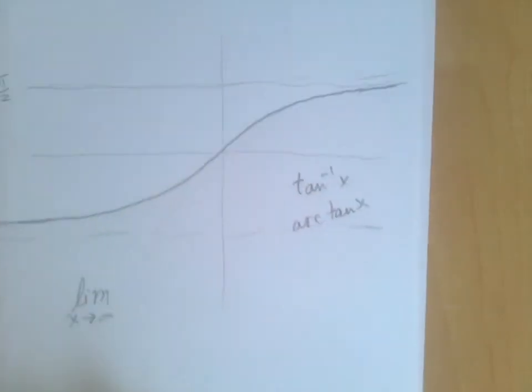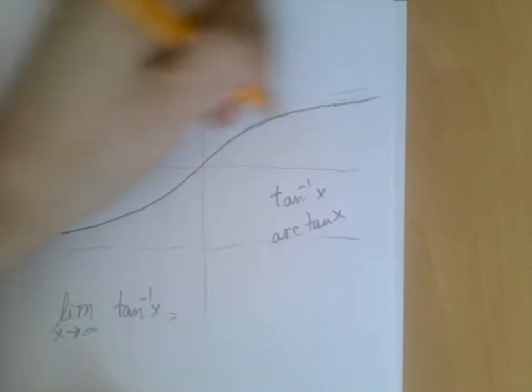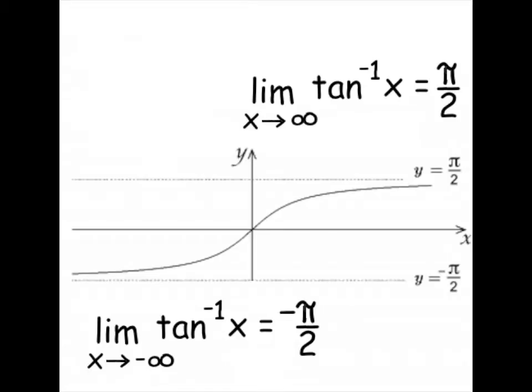These are the two notations for arctangent of x. So at plus infinity, the limit is pi over 2. And at negative infinity, that limit is negative pi over 2.